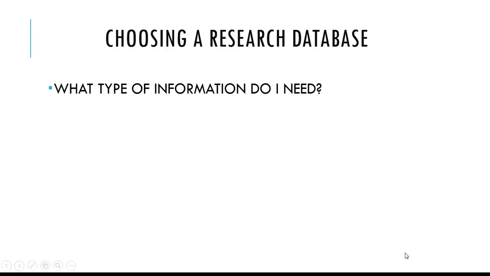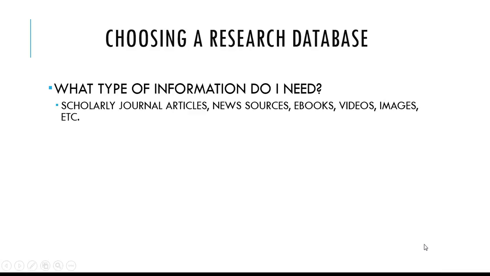The first thing you need to ask yourself is, what type of information do I need? Scholarly journal articles, news sources, ebooks, videos, images, so on and so forth. We have databases that provide all of these things in one spot, some that focus only on specific types of sources, such as exclusively videos. So you need to decide, what type of information do I need? It may be that you need all of these and more, in which case you might have to search several different databases.